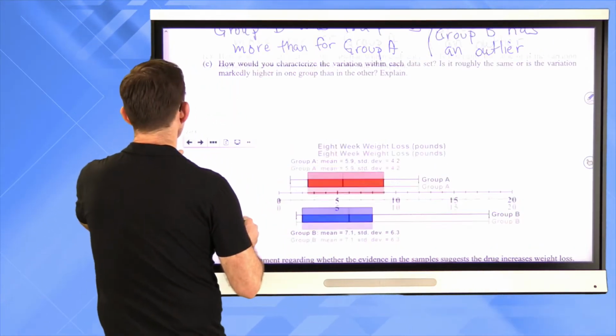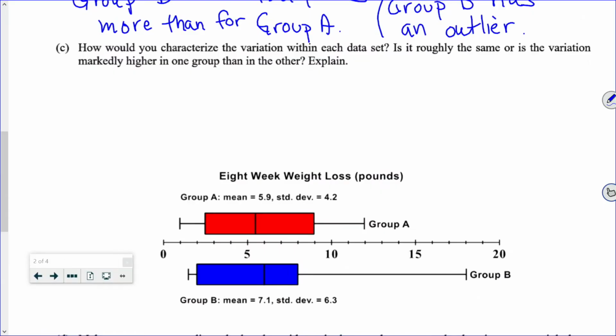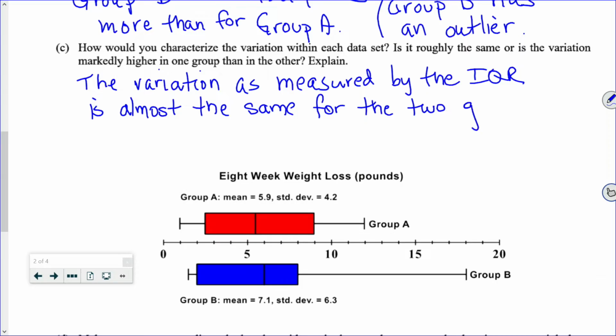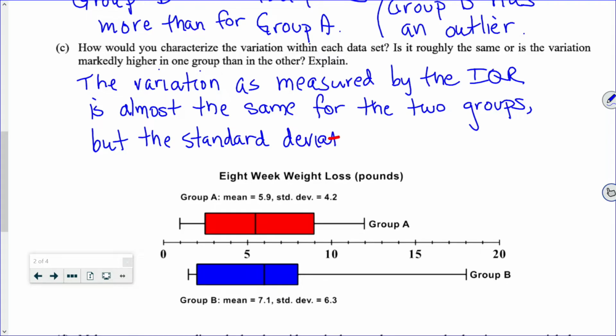So I would say this: the variation as measured by the IQR is almost the same for the two groups, but the standard deviation is greater for group B.